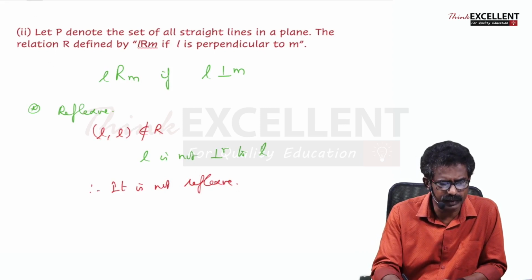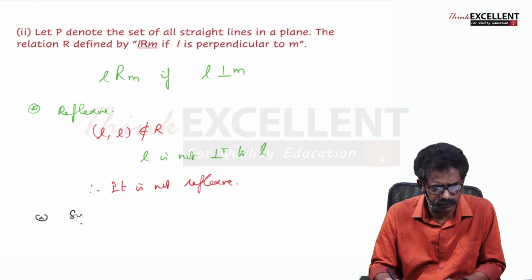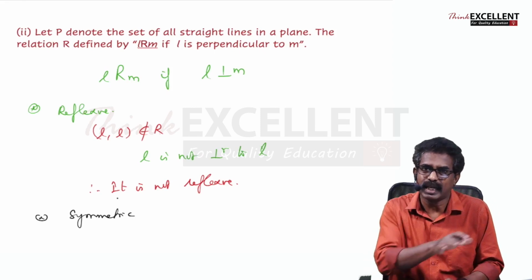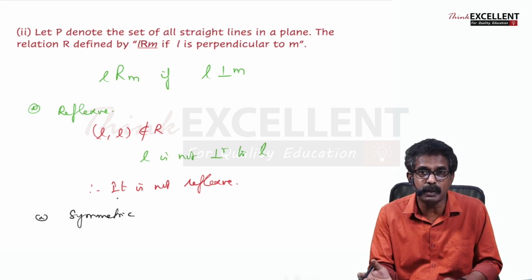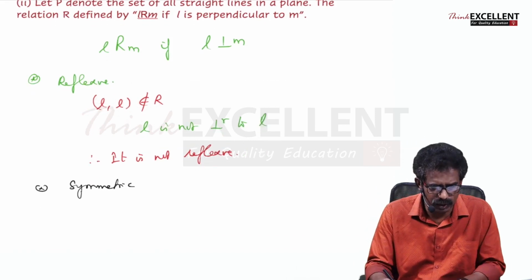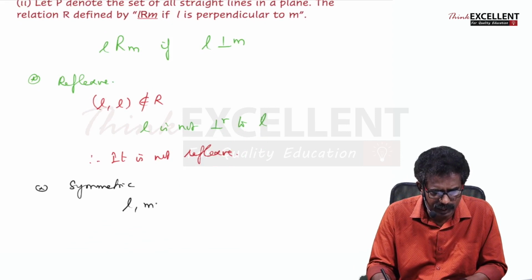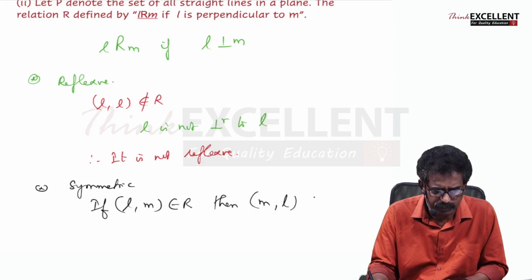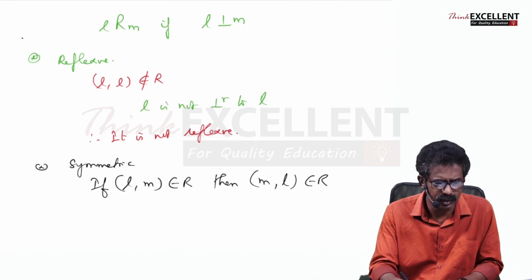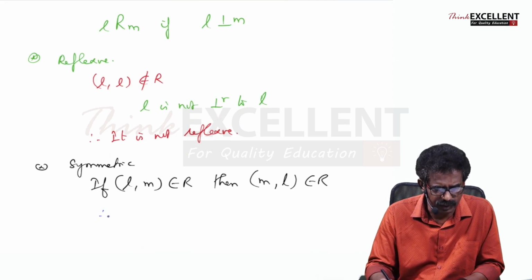What about symmetric? Second, you have to check symmetric, right? You consider 2 lines. For easily, x-axis and y-axis take. X-axis is perpendicular to y-axis. Y-axis is perpendicular to x-axis. So it is symmetric, right? So L is related to M. If L is related to M, then M is related to L. So it's satisfied here, right? So it is a general one. It's satisfied, so just we write it. So therefore it is symmetric.